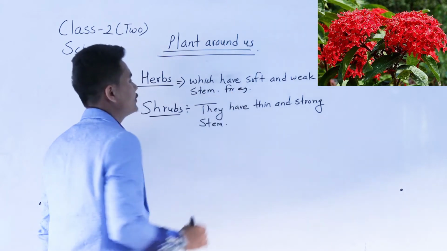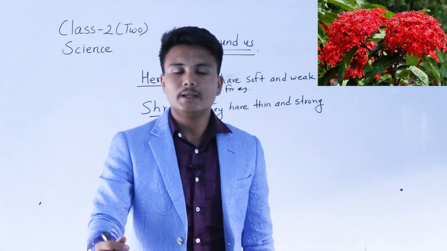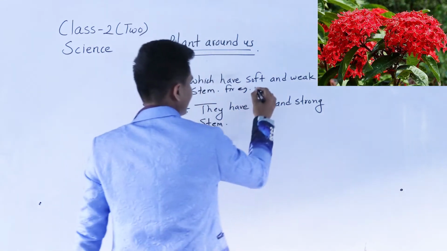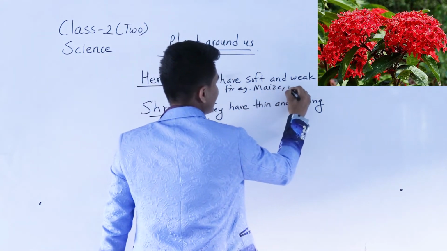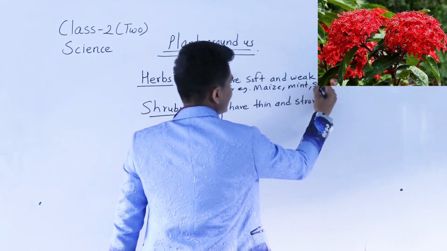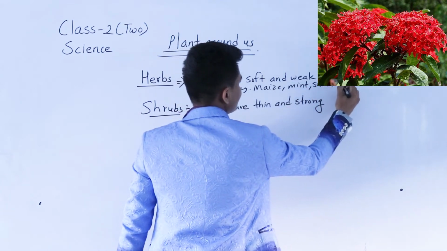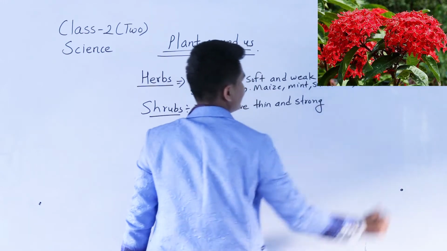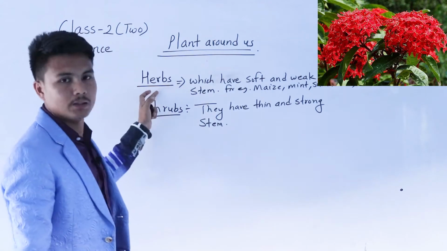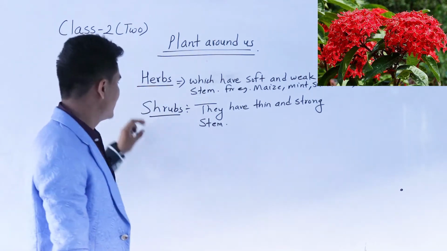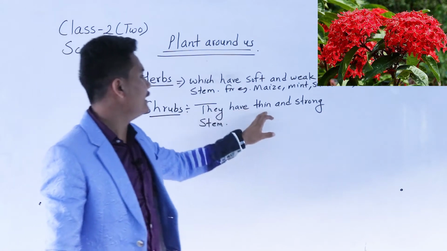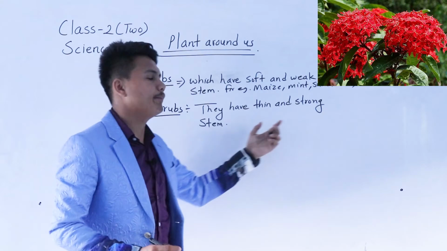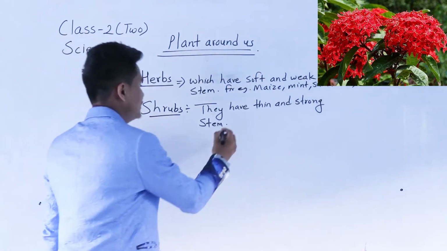Herbs को example के हो मैले भने थाहा छ विद्यार्थी भाइ बहिनीहरु? Yes, I have told that maize, mint, sunflower, mustard are some examples of herbs. They are very small in size. Likewise, shrubs have thin and strong stems. एकदम पातलो हुन्छ. So stems are very strong as compared to the herbs.